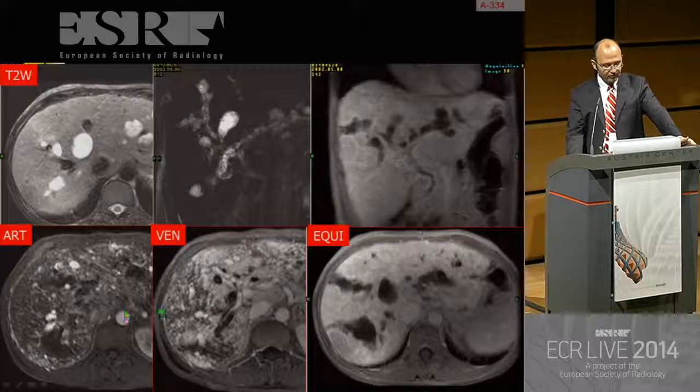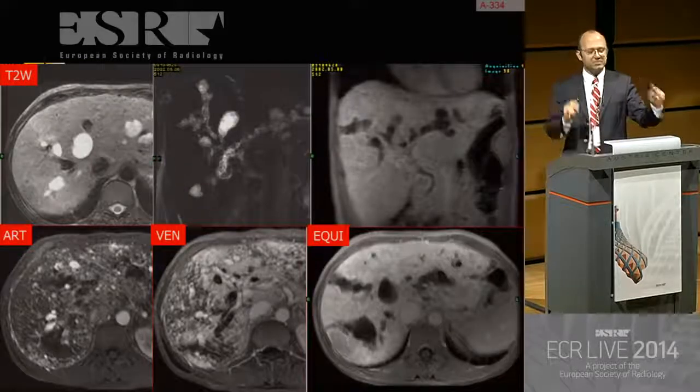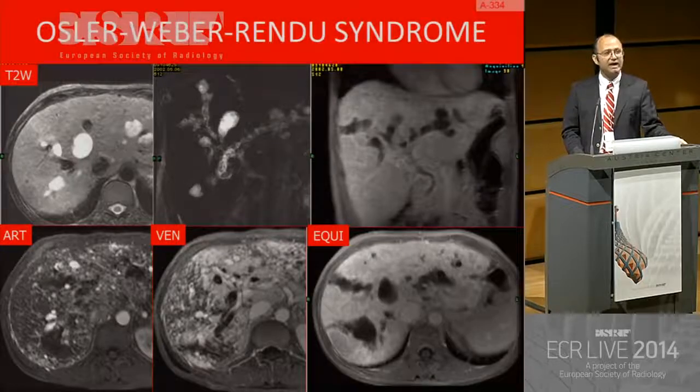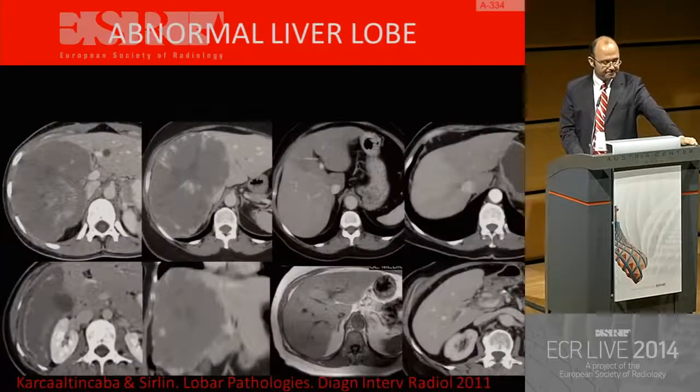If you look at the later phase images, you see the hypervascularity kind of blending with the normal liver, and this is like a Caroli-like appearance. So if you have these two findings together, this is very typical. Actually, this patient went to transplantation and we had the diagnosis. It is called Osler-Weber-Rendu syndrome. And the biliary findings are believed to be due to hepatic artery ischemia.